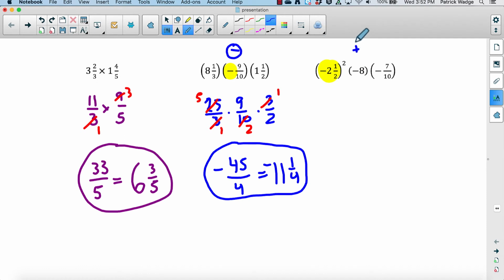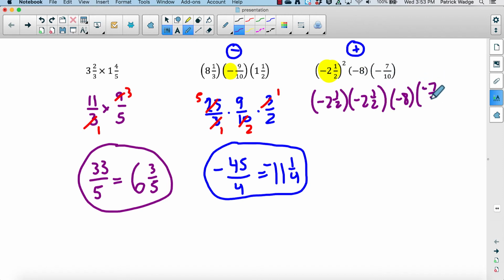I'm going to write that up there, but I will also continue working with this. So let's do the squared part first, right? That's what we should do, exponents first. So remember what that means. That means negative 2.5. If it's squared, that means you're multiplying it by itself. And then we're also multiplying by negative 8, and you're also multiplying by negative 7 over 10. We're multiplying 4 things together here. So you have 1, 2, 3, 4 negatives, and as I said, 4 negatives, even number, it's going to be positive. So let's just drop the negatives now. We don't need those anymore.